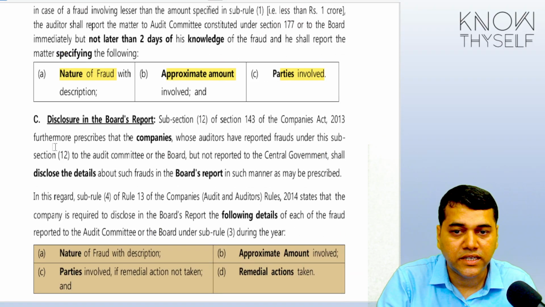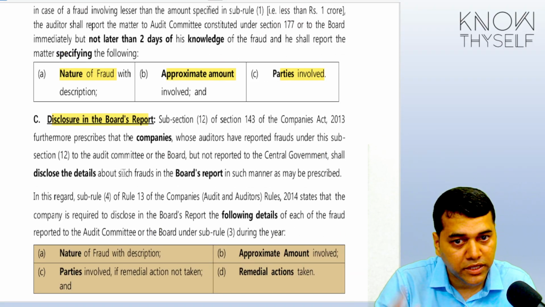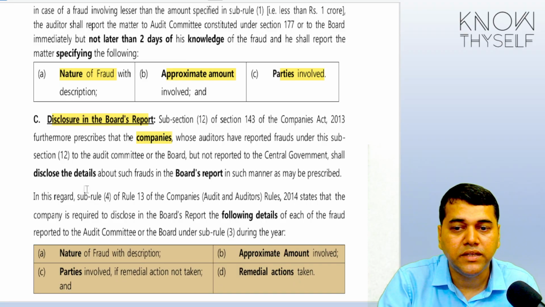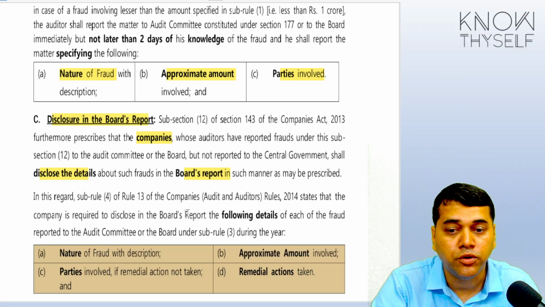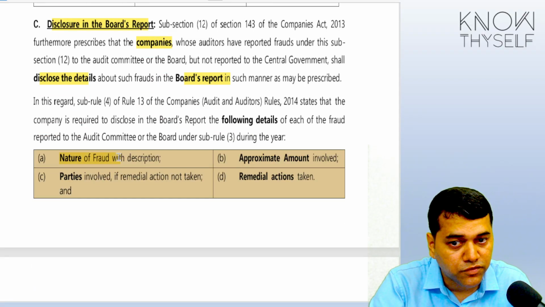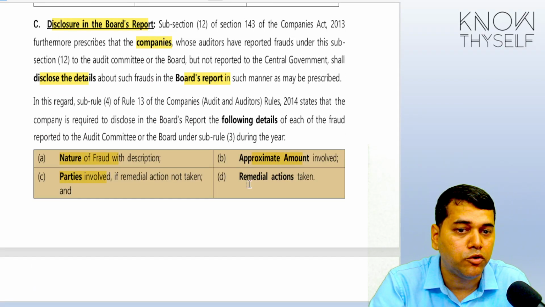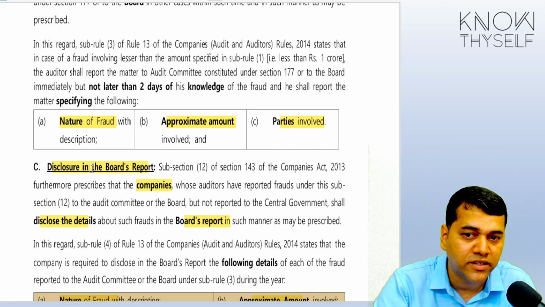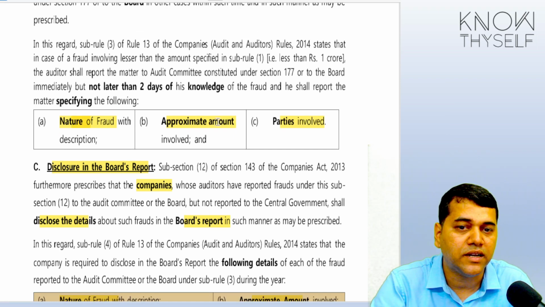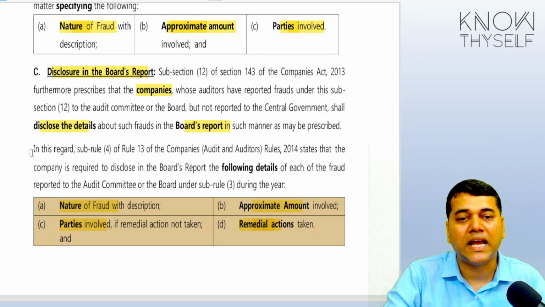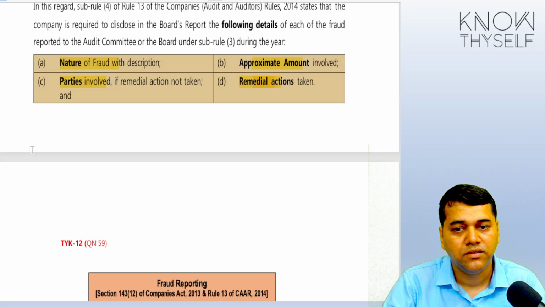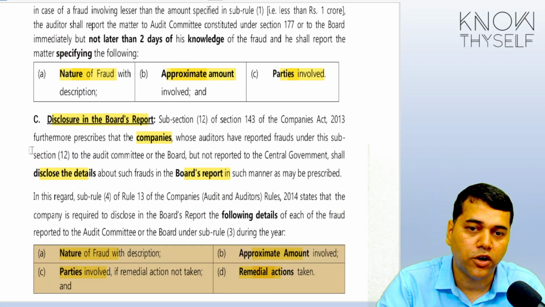Now, the board of directors should have the disclosure in the board report, in the annual report. So, companies should make the disclosure in the board's report when they prepare the annual report. And they should state the nature of the fraud, parties, approximate amount, and what actions they have taken. So, when the auditor gives the nature of the fraud, amount, and the party, the board has to add what actions they have taken. That's it. So with this, your fraud reporting is complete.